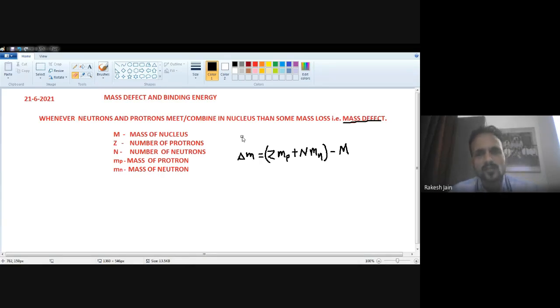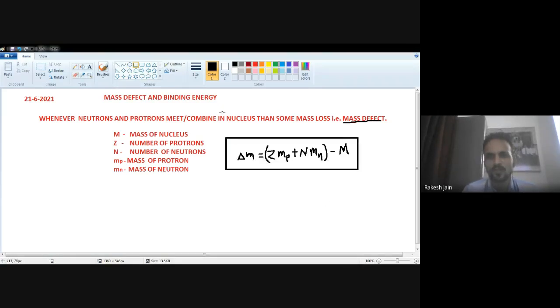So the calculated mass of the nucleus minus the actual mass of the nucleus is termed ΔM, that is mass defect, and it happens only because neutrons and protons combine or meet in a nucleus. This is known as the formula for mass defect.